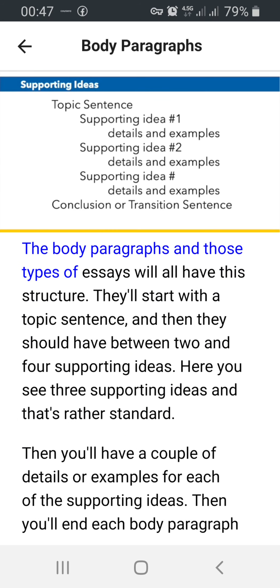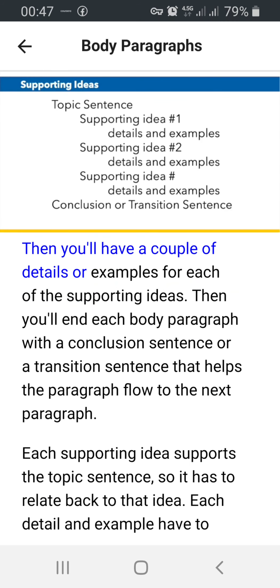The body paragraphs in those types of essays will all have this structure. They'll start with a topic sentence, and then they should have between 2 and 4 supporting ideas. Here you see 3 supporting ideas, and that's rather standard. And then you'll have a couple of details or examples for each of the supporting ideas. And then you'll end each body paragraph with a conclusion sentence or a transition sentence that helps the paragraph flow to the next paragraph.